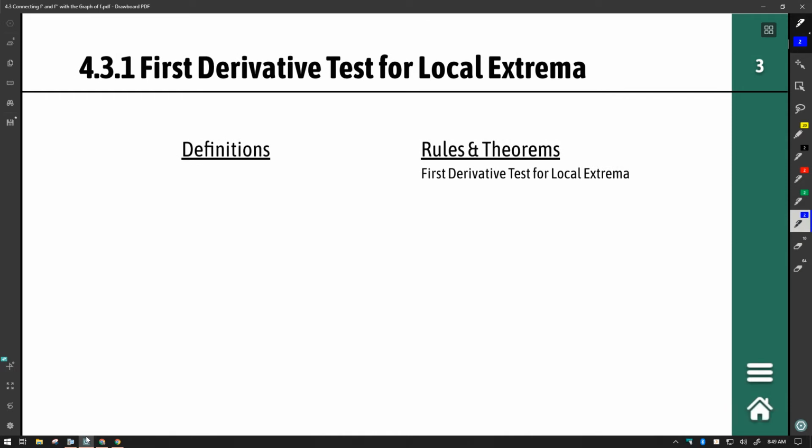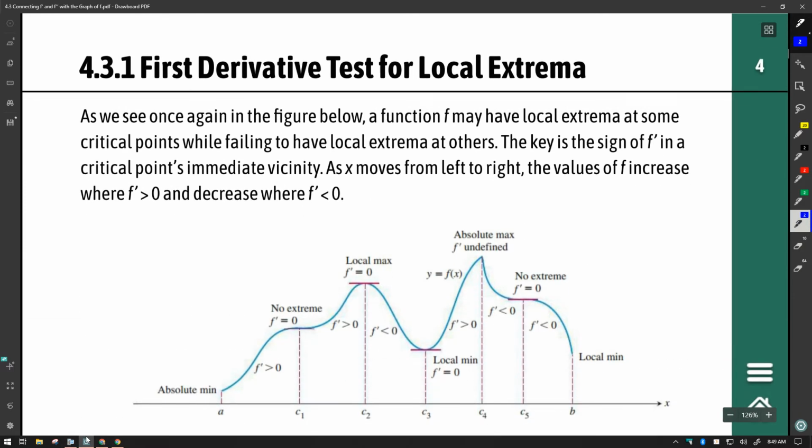This video will focus on the first derivative test for local extrema. We're not going to have any new definitions, but we will have a new rule, which is the first derivative test for local extrema. Let's get started. Notice the graph at the bottom and take a look at it a little bit as we read the paragraph above. We see once again in this figure that a function may have local extrema at some critical points while failing to have local extrema at others.